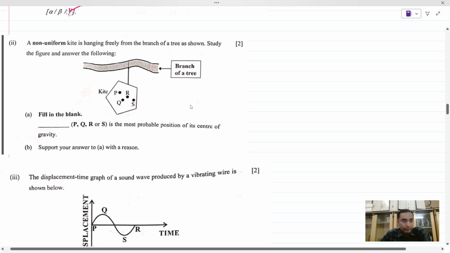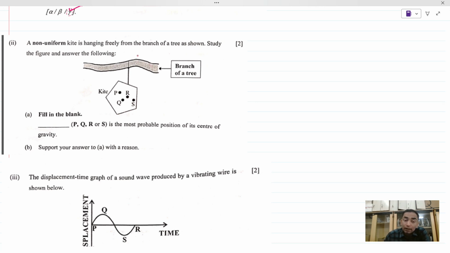A non-uniform kite is hanging freely. Now when something is hanging freely, they are actually talking about the measurement of center of gravity using plumb line method. And in the plumb line method, the rope goes below, the rope passes from the center of gravity. So R is the center of gravity. And since this is non-uniform and stationary, the rope must pass through the center of gravity and that is R. So R would be the correct answer.